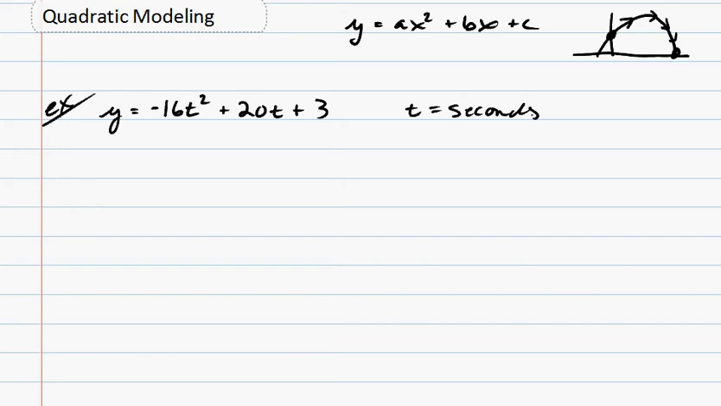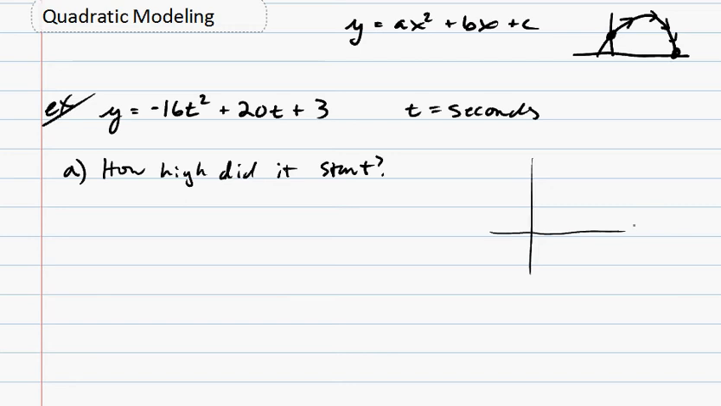Okay, so the first question is, if this is the model of our parabola, we want to know, first of all, how high did it start? Okay, so if you're thinking about your picture, it's going to be upside down, and it's going to kind of go like this. We want to know what that point is, and this is the y-intercept. If you remember, at the y-intercept, x is always 0. So we're going to let t equal 0 here, and we're going to plug that in.